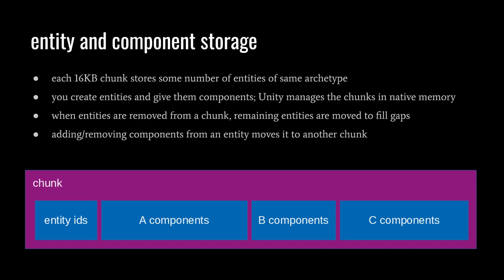Also, these arrays that make up a single chunk may take up different amounts of space, but they all have the same number of slots. The first slot of each array stores the entity ID and components of the first entity, the second slot stores the entity ID and components of the second entity, etc. The chunk also has a header with information about the chunk, including the count of entities currently stored in it.